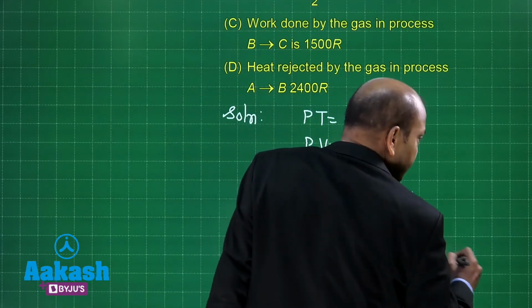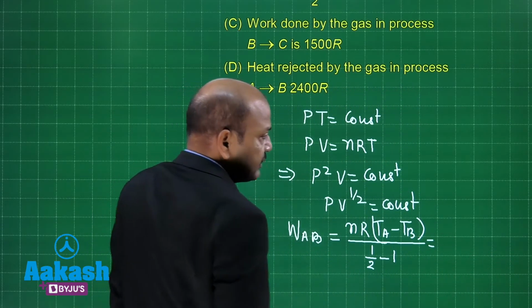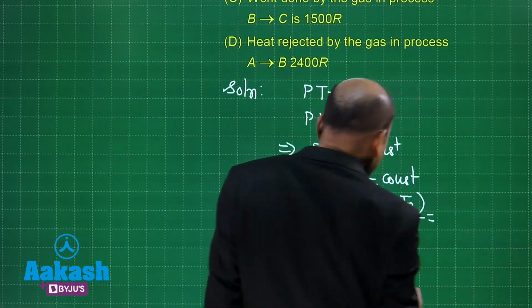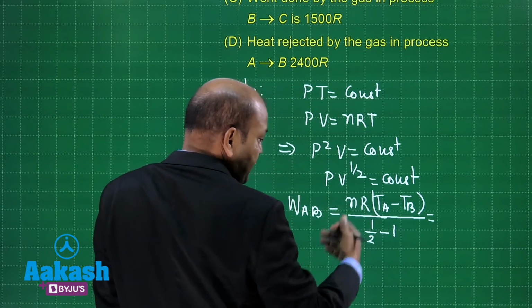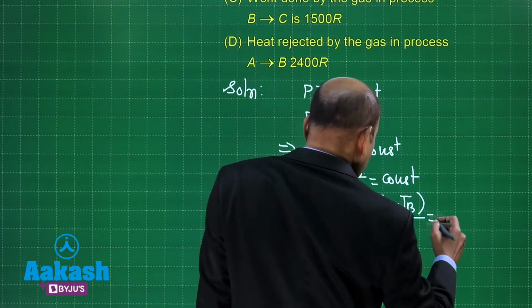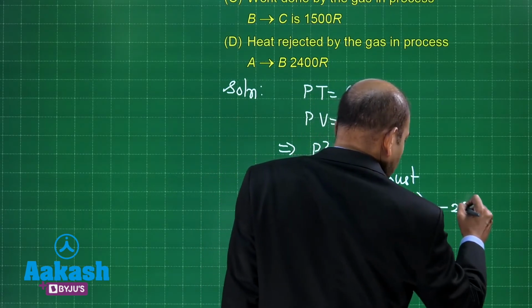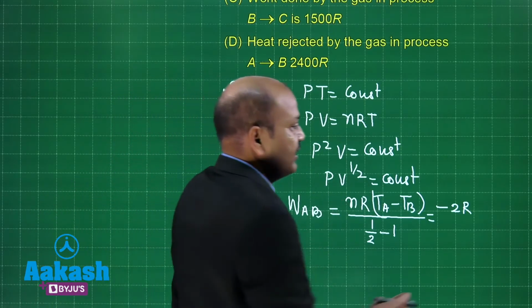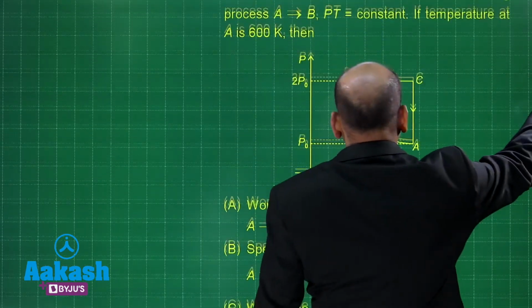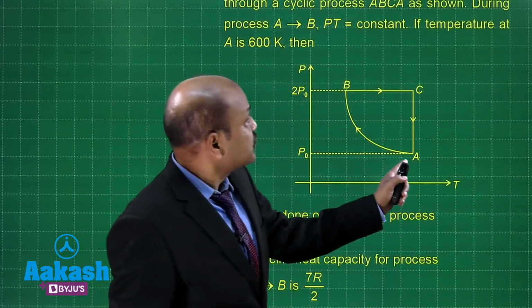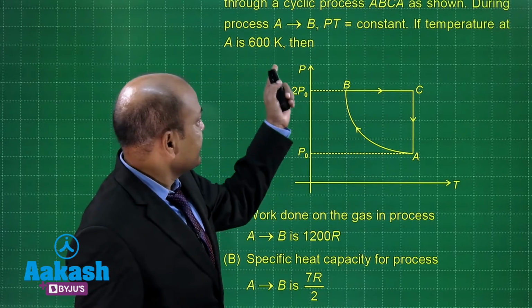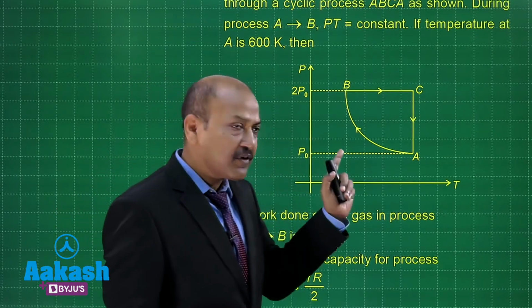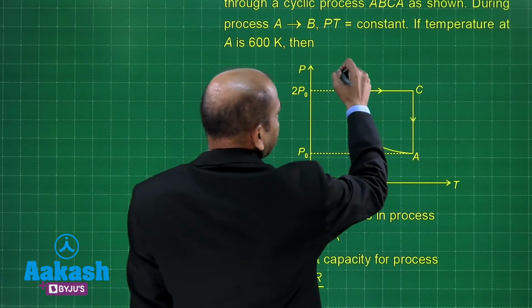If we just put in the values given to us, what is the value of n? n is 2 moles, R will be R, and in the denominator we have minus 1 by 2. So that means we are going to get minus 2R times TA minus TB. TA is given as 600 Kelvin. What about TB? That can be found from the equation, because P naught into 600 Kelvin, because the temperature at A is 600 Kelvin, equals 2 P naught into TB, and that means TB is half of TA. So TB is coming out as 300 Kelvin.